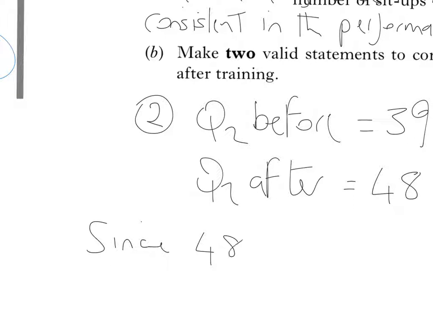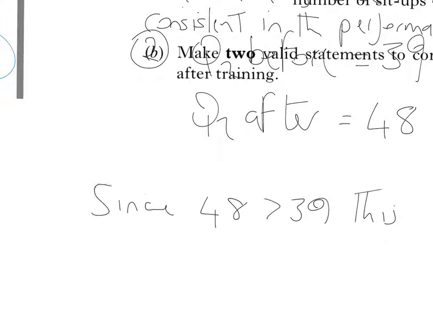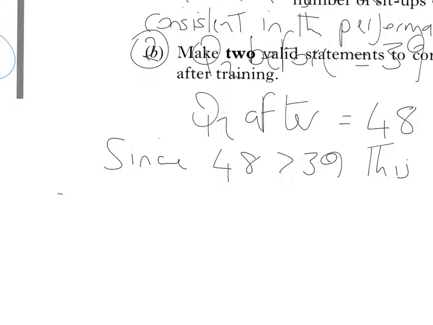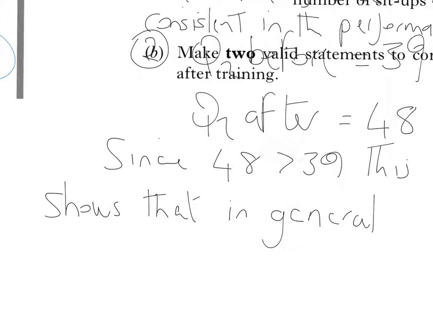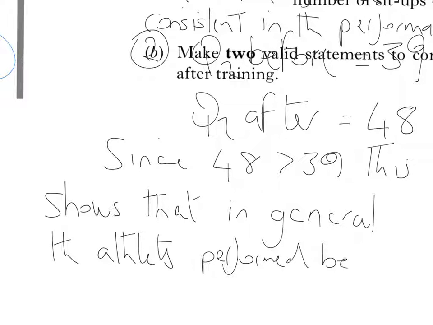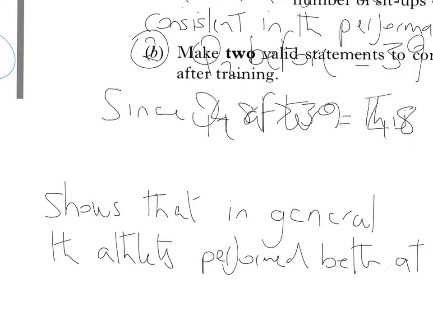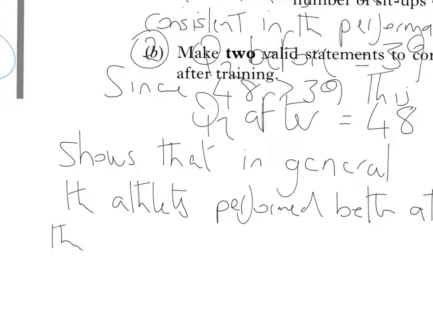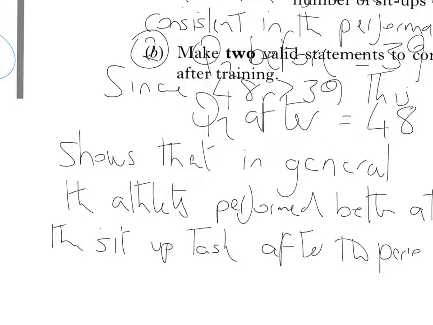since 48 is greater than 39, this shows that in general the athletes performed better at the sit-up task after the period of training.